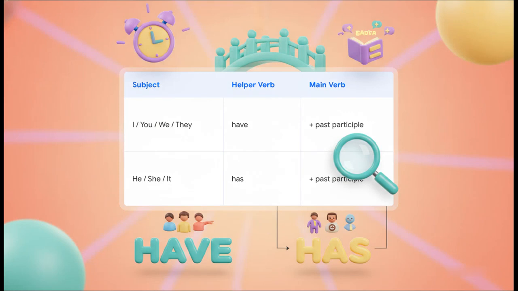So the absolutely crucial point here is how we build this grammar bridge. Here's the basic formula. We take our subject, we add the helper verb have or has, and then we add our main verb in its special third form. We call this third form the past participle. Now notice how for the subjects I, you, we, and they, we always use the helper verb have. But for those third-person subjects like he, she, and it, we absolutely must use has.